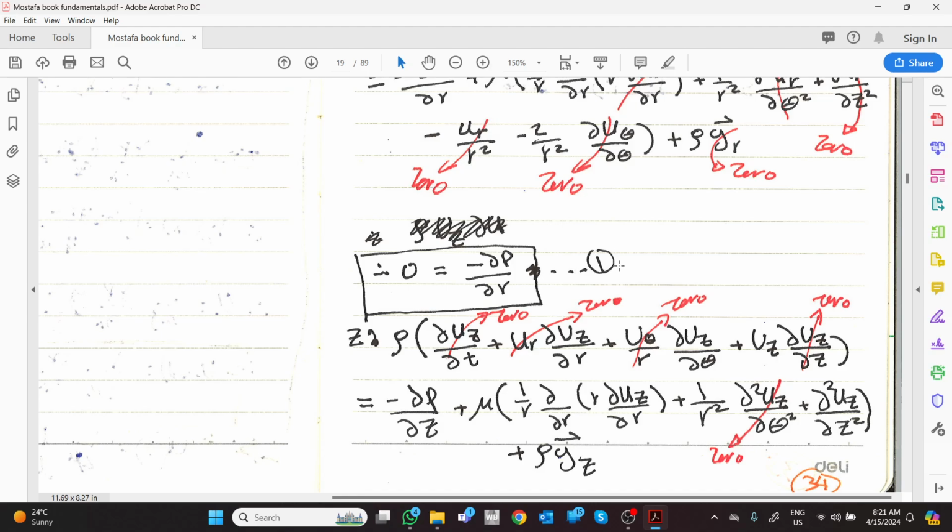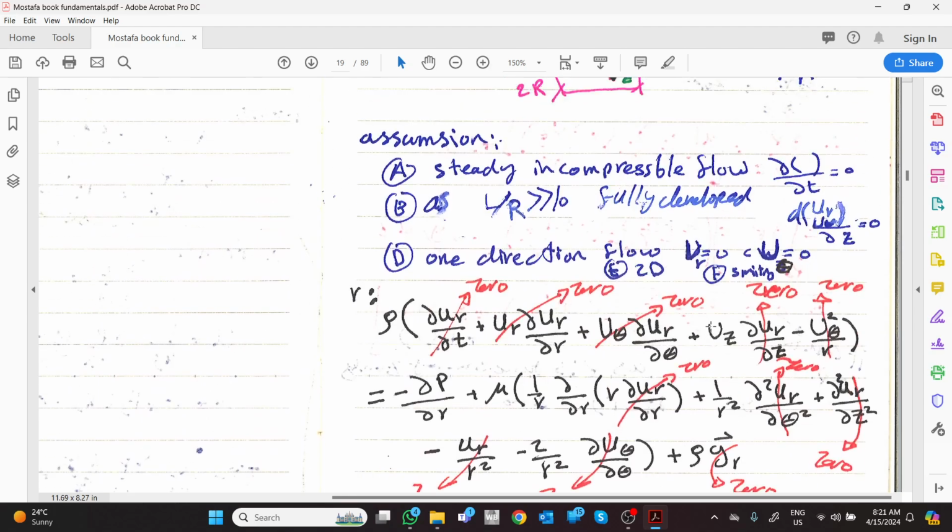First equation, straightforward. In Z direction, no time, no UR, no U theta, only there's UZ, but because there's no change in Z direction, so no Z, del p by del Z, mu. We have change here. No, there's no change in theta, as we agreed, it is one direction flow.